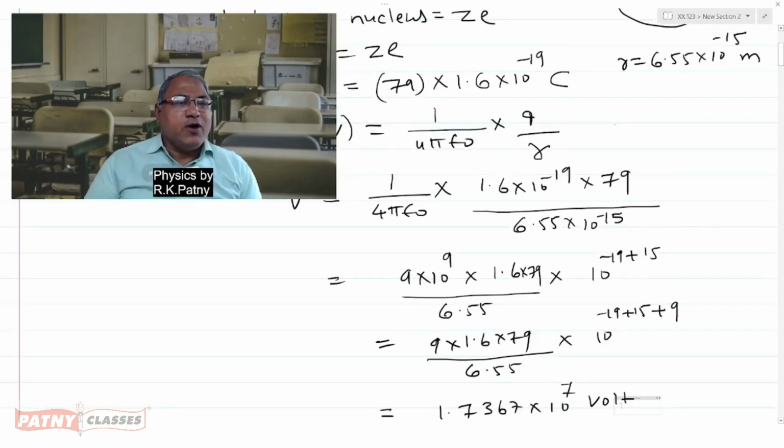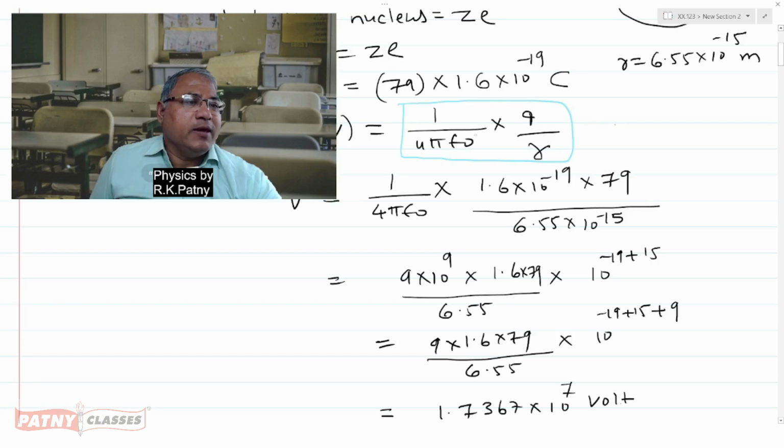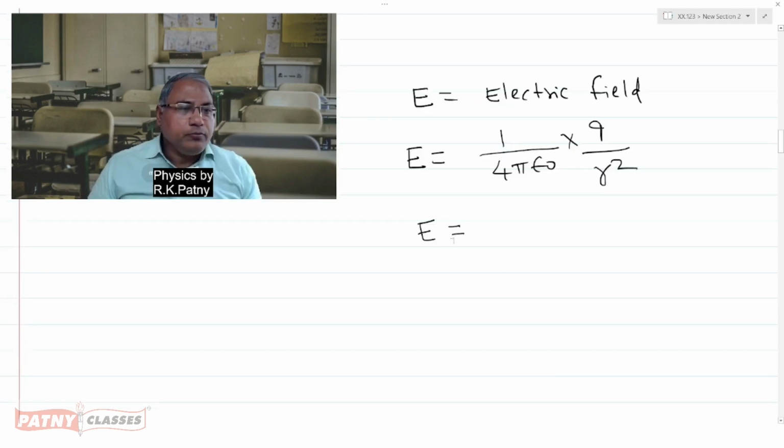So what is the formula for electric potential? The electric potential formula is given by 1 upon 4 pi epsilon naught into Q upon R. You remember this formula: electric potential due to the charge Q is given by V equals 1 upon 4 pi epsilon naught into Q upon R. This is a very unique formula. You have to remember it.